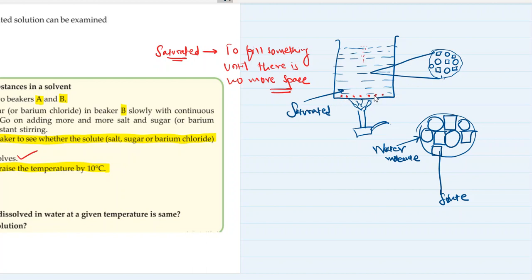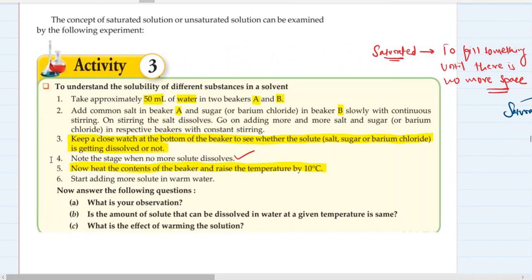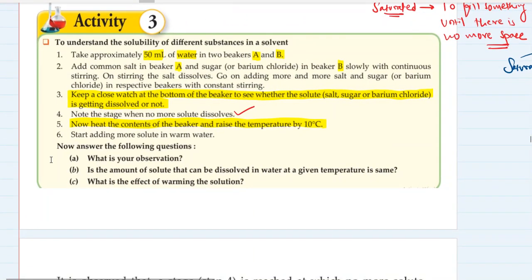So what did you do? You first made the solution saturated, then you heated it by 10 degrees Celsius, so that the solution expanded and more space was created. The undissolved particles which you added at the end after making it saturated also got dissolved. Those solute particles got fit into the spaces which were created by heating. Now you can start adding more solute in the warm water and you will observe that that also dissolves.